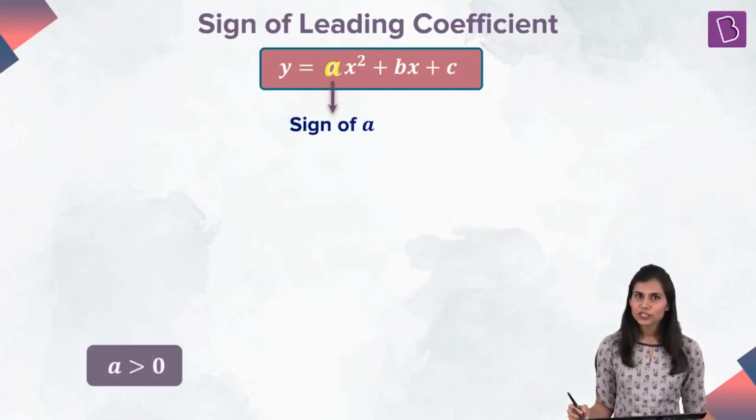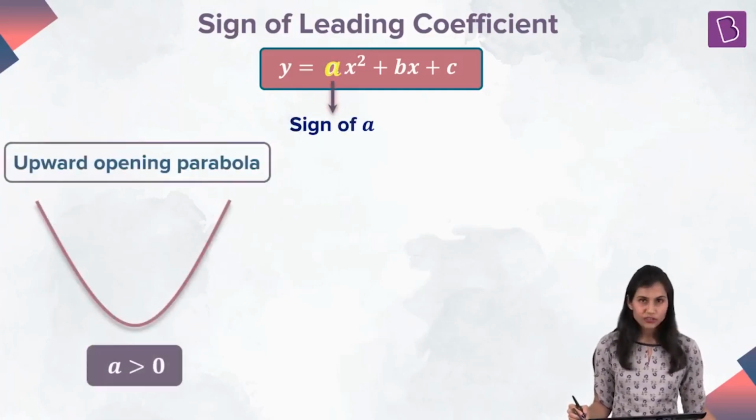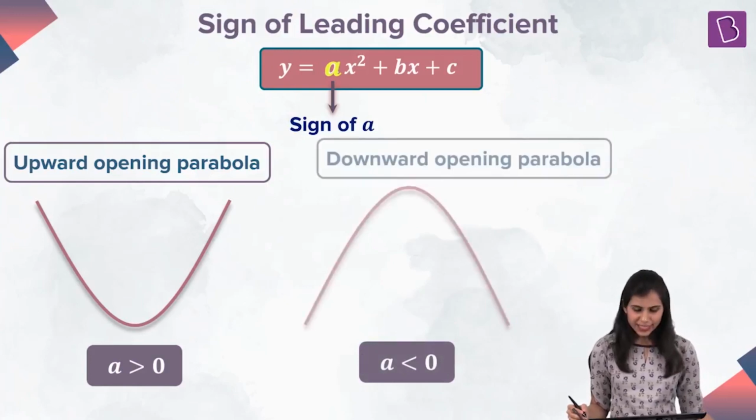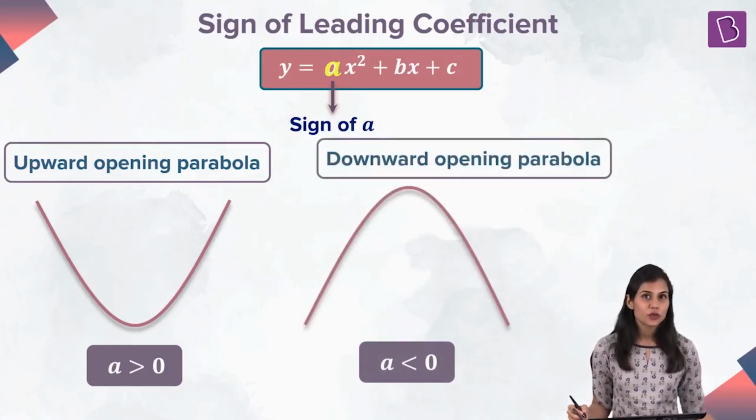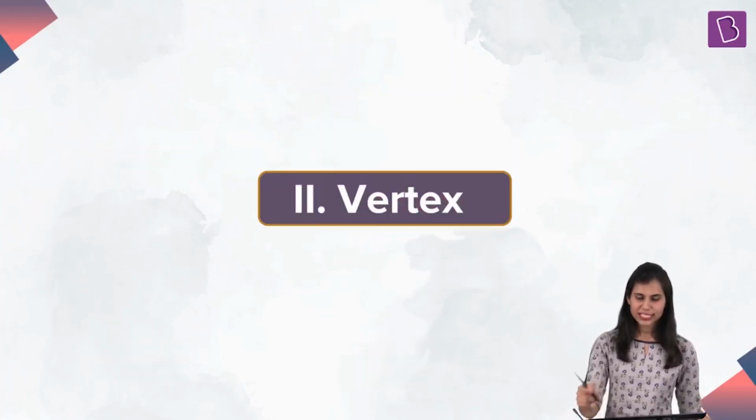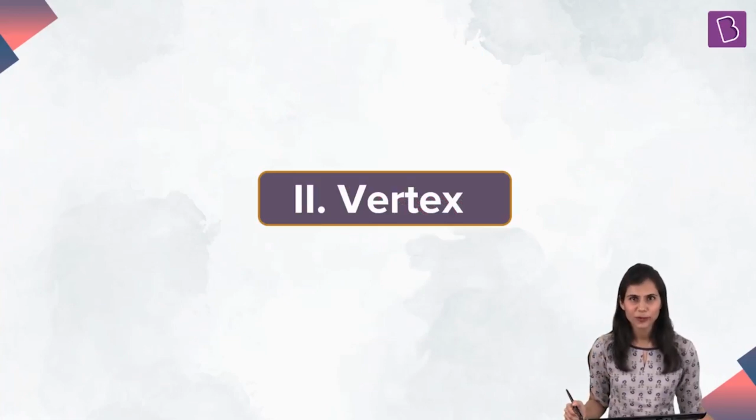If a is positive, you will come to know that the graph of the given quadratic polynomial is an upward opening parabola. And if a is less than 0, its sign is negative, then you would come to know that the graph of the given quadratic polynomial is a downward opening parabola. Fine. The second piece of information is the vertex of the parabola.